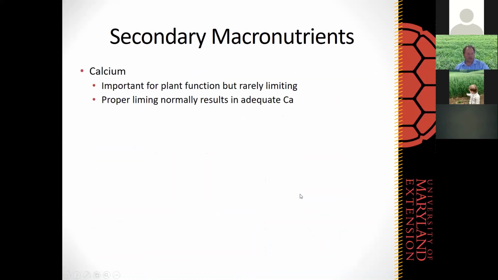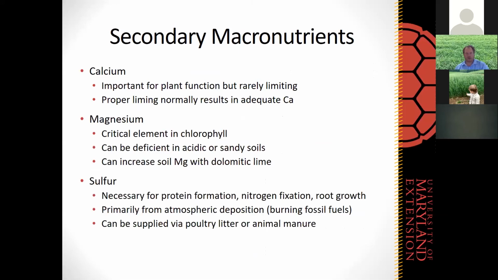We're running out of time here, but we'll quickly talk about some of our secondary micronutrients. And the one I want to focus on is sulfur. So calcium, magnesium, and sulfur. Sulfur in particular, lately, we're seeing more and more issues with deficiency both in grain crops and in forage crops. So sulfur is a key component for protein formation and for nitrogen fixation and root growth.